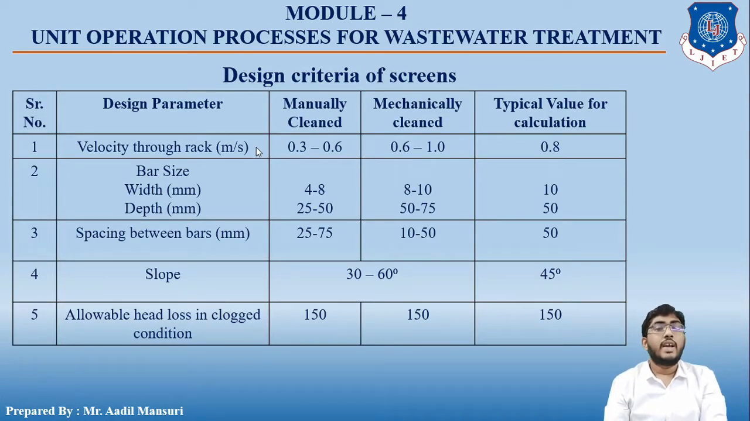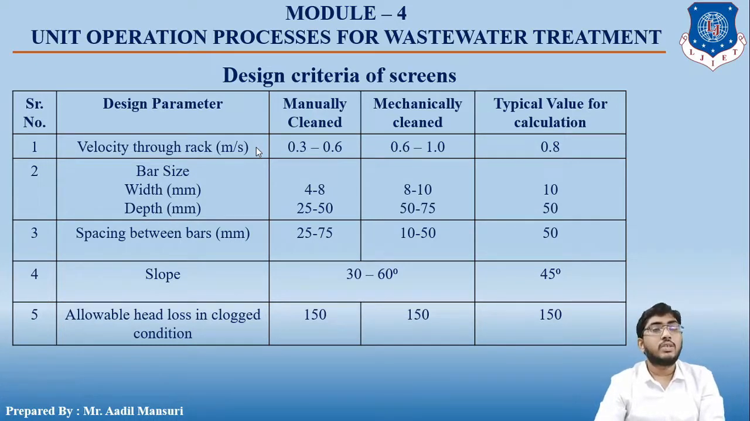Okay, so as you can see on the screen, there is a table of the permissible limits for the design of screens. The first is the serial number, the second is the design parameter, the third is the criteria for manually cleaned screens, the fourth is for mechanically cleaned screens, and the last one is the typical value for calculation. If, while calculating or designing screens, you are not given any information, then you have to assume the data shown in the last column.